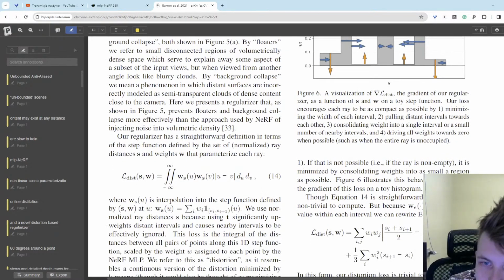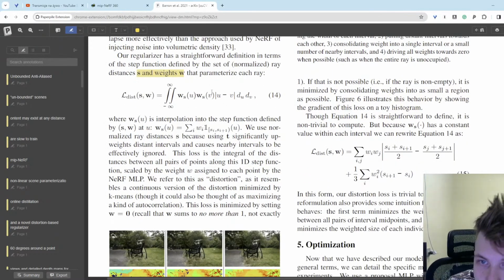Our regularizer has a straightforward definition in terms of the step function defined by a set of normalized ray distances S and weights W that parameterize such a ray. So this is the regularizer. Let's see what it does. Where W_S(u) is interpolation into the step function defined by S and W at u. Okay, so this is our step function. So it's either a weight if the u is there or not.